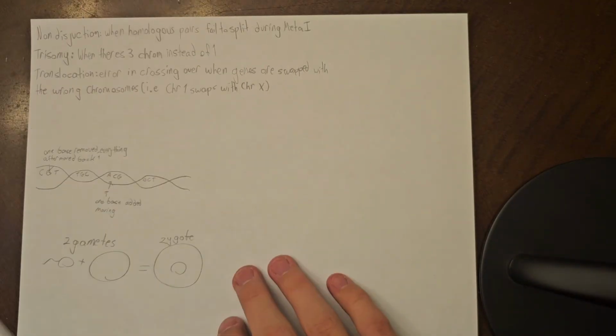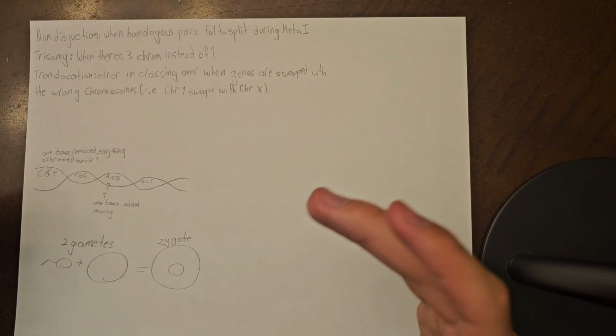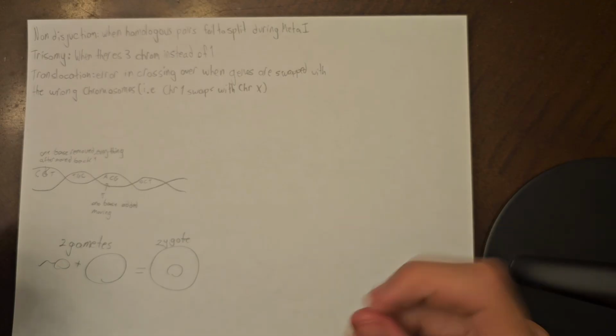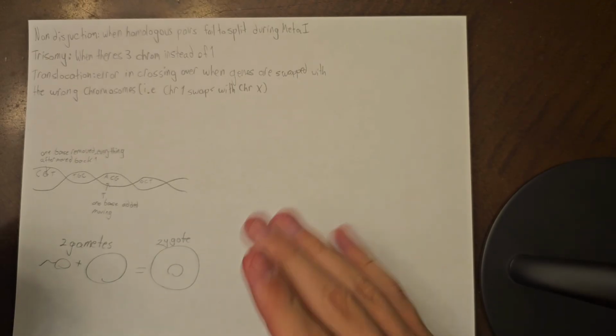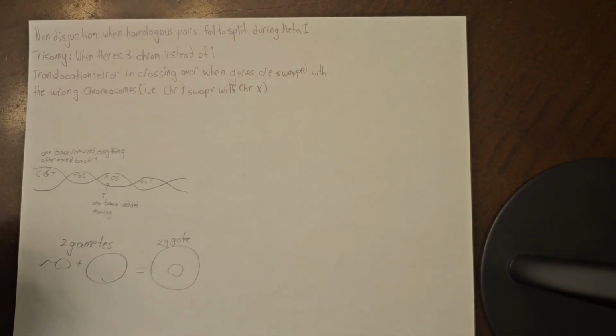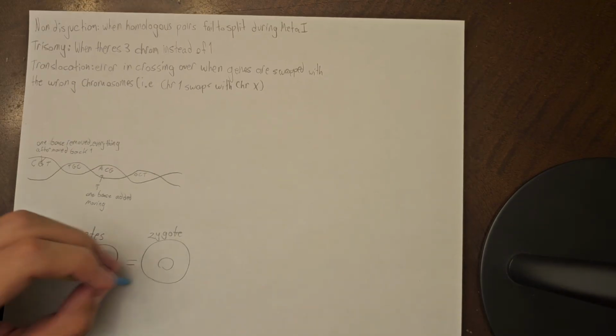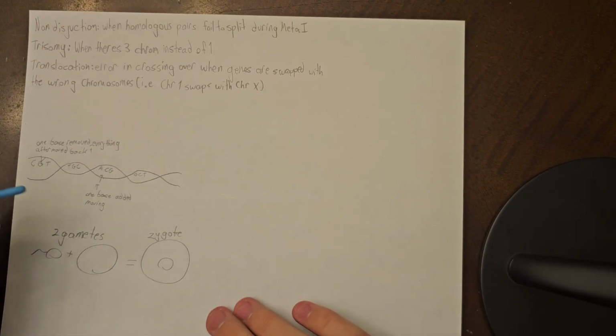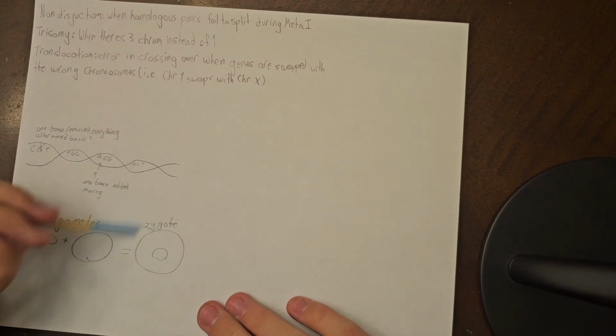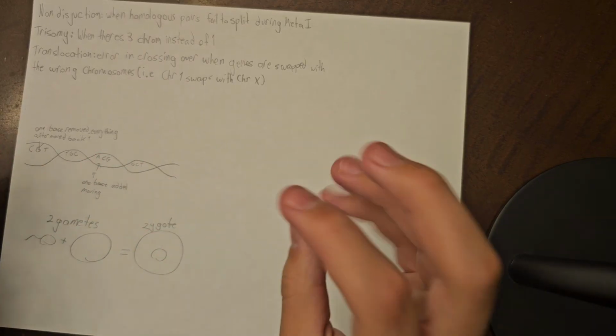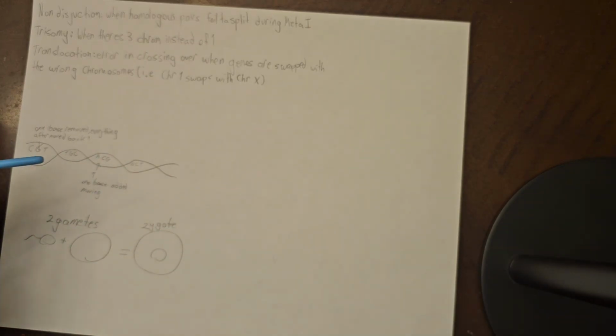So what is a gamete? A gamete is a reproductive sex cell that's found in animals, like with sperm or eggs in humans, or like pollen in plants, right? 2 gametes combined, if they're the right kind, create a zygote, right? It looks something like this, and this is what allows for human life to be created.